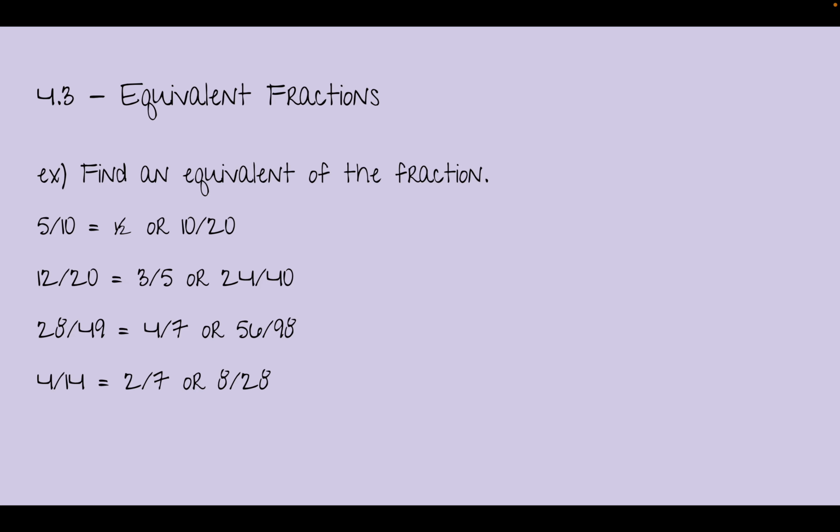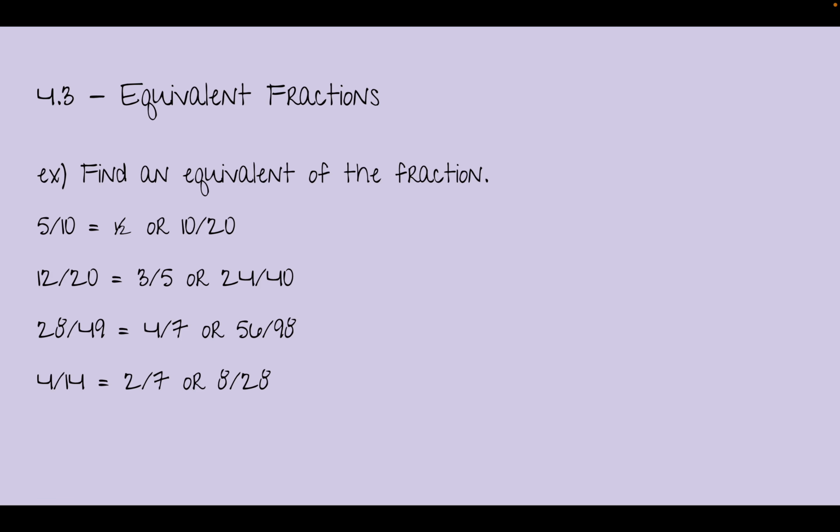Next, 12 over 20 is equal to 3 over 5 if you divide the denominator and numerator by 4, or it can be 24 over 40 if you multiply them by 2. Next, we have 28 over 49. This can be either 4 over 7 or 56 over 98.